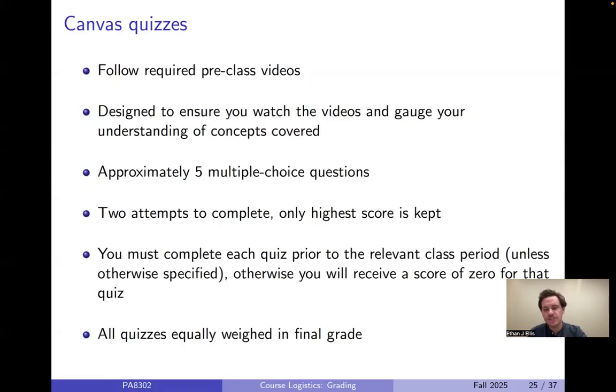You must complete each quiz prior to the relevant class period. Otherwise, you will receive a 0. The reason for that being that we might give you the answers to some of the quizzes, and so we don't want you to do them afterwards, because there's no point. The whole point of them is to make sure that you understand these concepts going into the class. And so if you're not understanding them, then you might end up being lost in class. All quizzes will be equally weighted in the final grade.